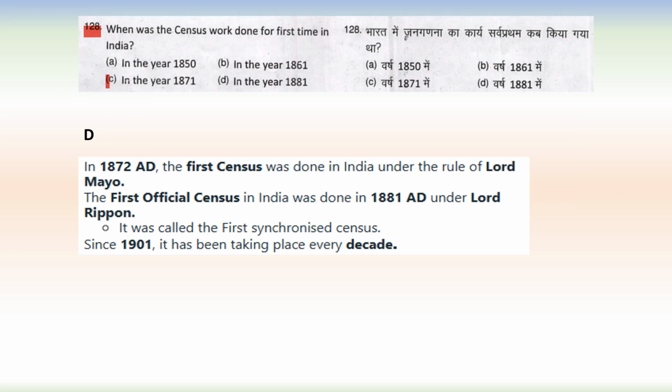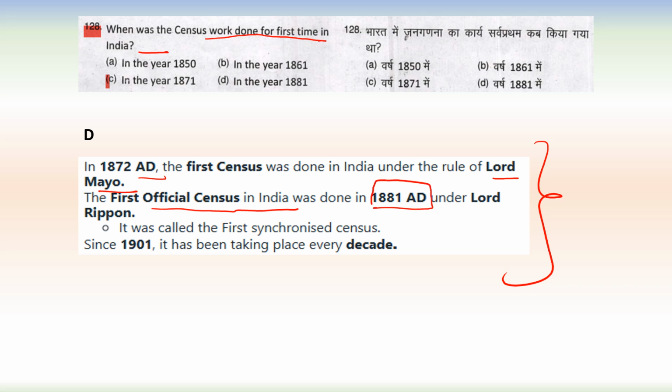Next one, when was the census work done for the first time in India? So the history of census is like that. In 1872 AD, the first census was done in India under the rule of Lord Mayo. The first official census in India was done in 1881 AD, and this was under Lord Ripon. This official census was called the first synchronized census. Since 1901, it has been taking place every decade.